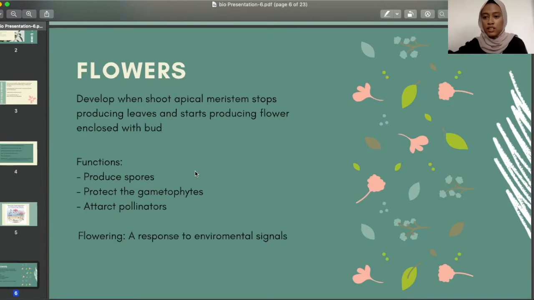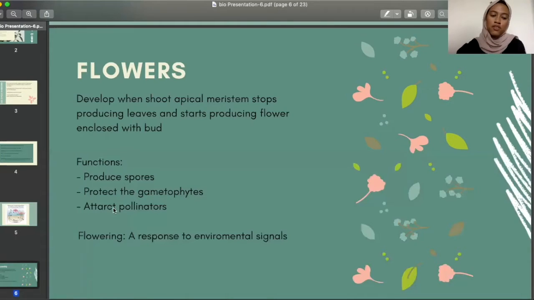Flowers are not only pretty, but they also have a few functions. The first function is that flowers produce spores. Spores are tiny organisms that contain only a single cell. Next, flowers also protect the gametophytes. Gametophytes produce sperm cells and the female cells. For example, the male gametophyte is the pollen grain and the female gametophyte is the embryo sac.